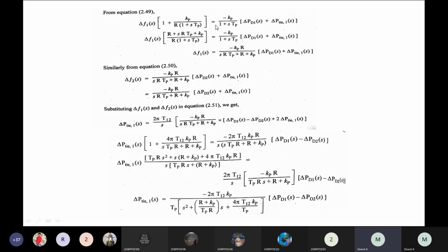So finally, we need del F1 of S. So it is minus KP by R S TP plus R plus KP, times del PD1 of S plus del P tie 1 of S. Similarly, for F2 of S, minus KP R divided by S R TP plus R plus KP, times del PD2 of S minus del P tie 1 of S.